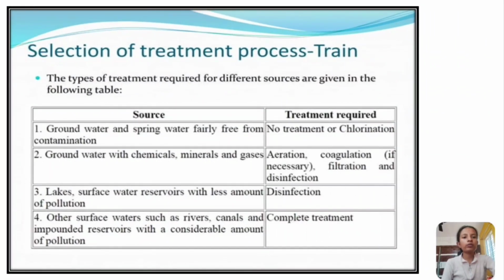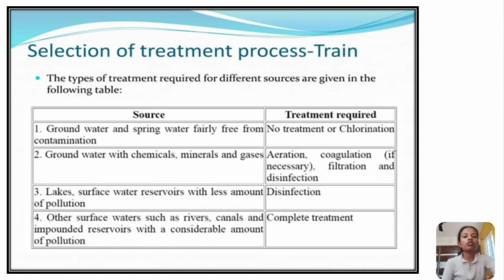Selection of treatment process. The type of treatment required for different sources are given in the following table. Source and treatment required. Source is groundwater and spring water fairly free from contamination. The treatment required is no treatment or chlorination. Groundwater with chemicals, minerals and gases, treatment required is aeration, coagulation if necessary, filtration and disinfection.